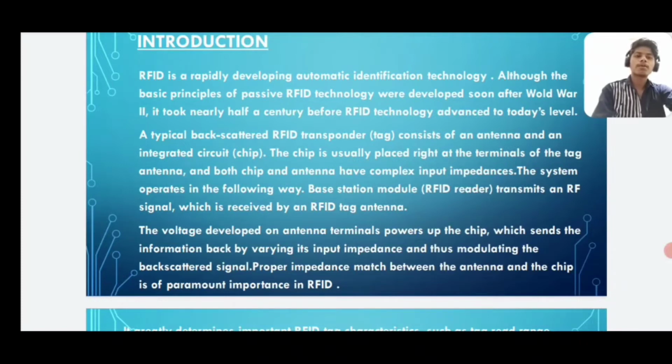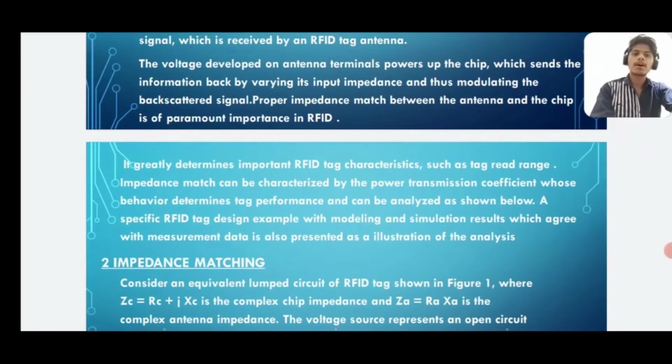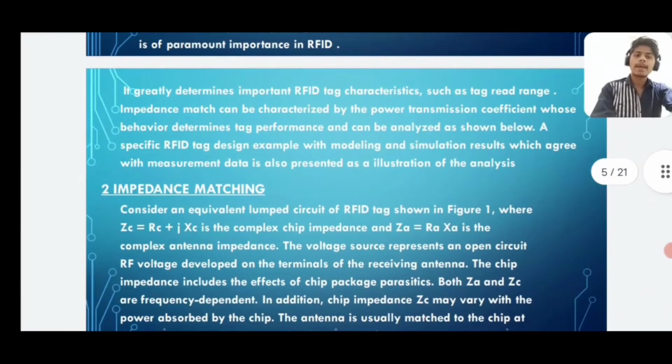The base station module, the RFID reader, transmits an RF signal which is received by an RFID tag antenna. The voltage developed on the antenna terminals powers up the chip, which sends the information back by varying its input impedance and thus modulating the backscattered signal. Proper impedance match between the antenna and the chip is of paramount importance in RFID, so it greatly determines important RFID tag characteristics such as tag read range.